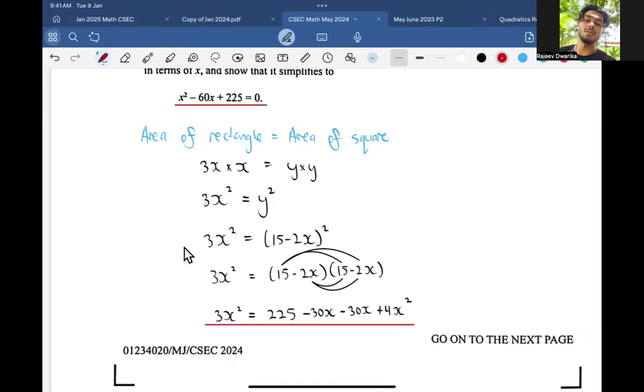So Haley, what I could tell you is, so long as it's on the same side, you can move anything you want anywhere. It's only when you move something across the equal sign that the sign changes. But you could literally shift around anything you want to make it look like x squared minus 60x plus 225 is equal to 0.